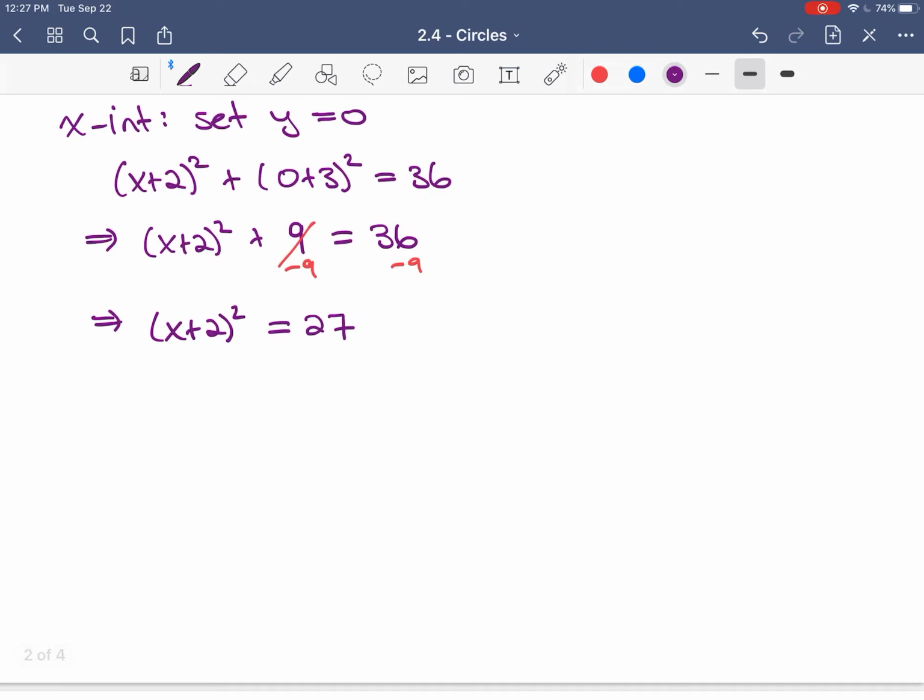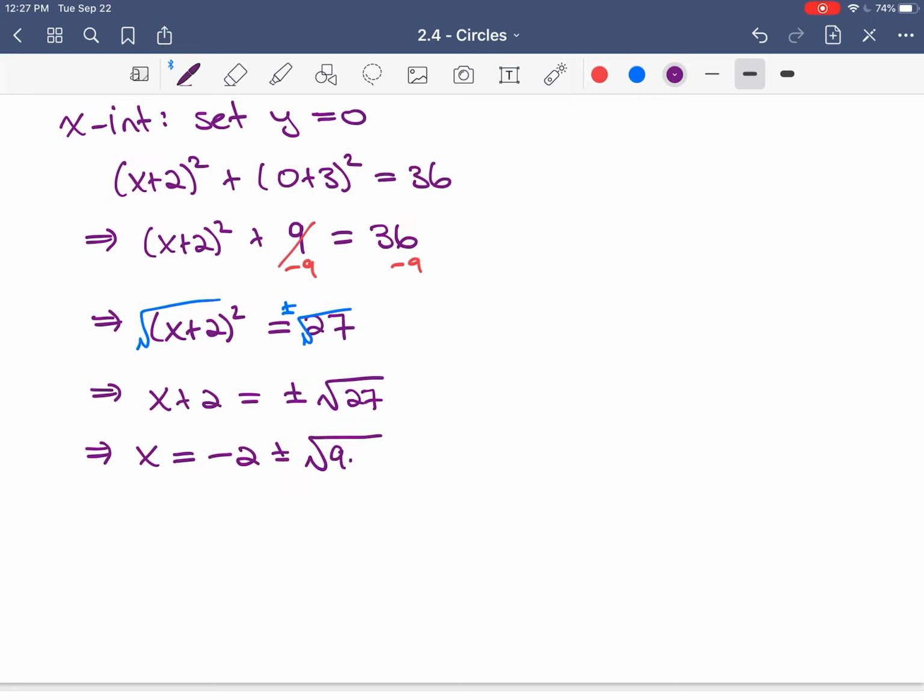Okay, now you could expand and then try to refactor, but it's actually easier if we use the square root property. So if we take the square root of both sides, keeping in mind that we need to add plus or minus, then I'm going to get that x + 2 is equal to plus or minus the square root of 27. And 27 we could actually reduce, so this is good practice maybe. So if I subtract 2, x is going to be negative 2 plus or minus the square root of 27, and 27 is 9 times 3. So x is negative 2 plus or minus root 9 times root 3, and root of 9 is 3. So we get x is negative 2 plus or minus 3 root 3 as our x values.